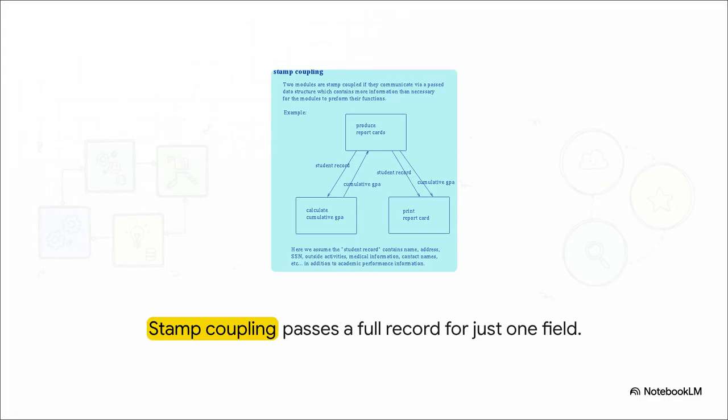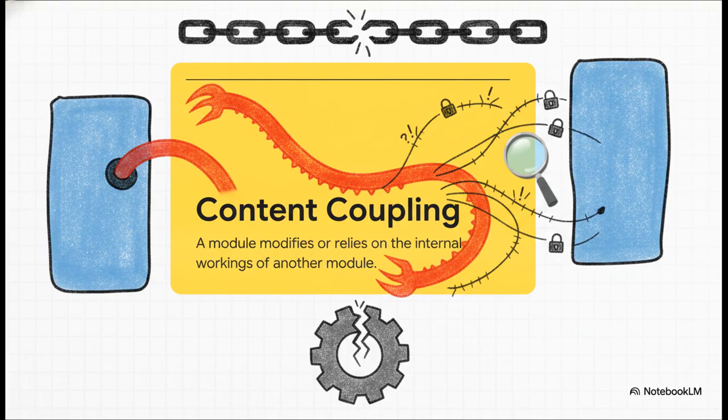For example, imagine passing a massive, complete student record to a simple module whose only job is to calculate a GPA. That record might have medical info, home addresses, emergency contacts. Passing all of that just to do some math creates this highly unnecessary risk. If the format of the address data changes down the line, your GPA calculator might suddenly break for literally no logical reason.